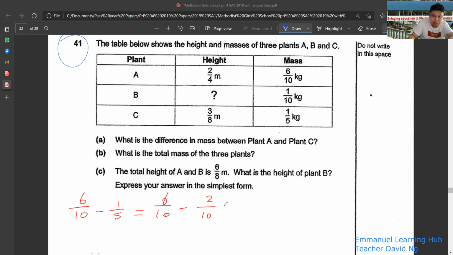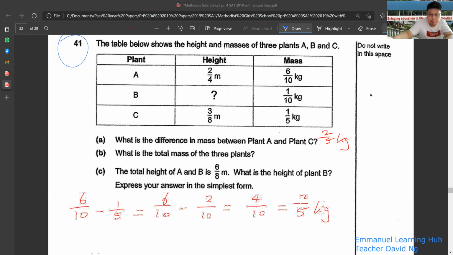2/10. So 6 minus 2 is? 6/10 minus 2/10 is 6 minus 2 equals 4. So 4/10. 4/10 in lowest form is what? 2/5. So part A is 2/5 kg. All right, you understand now this one?